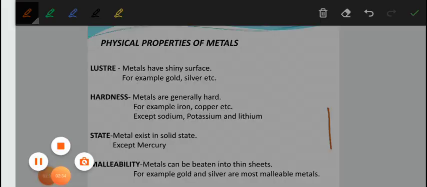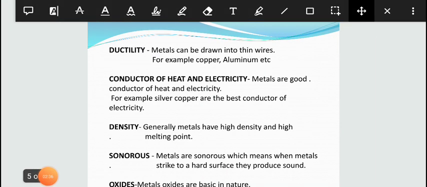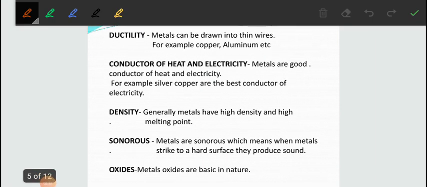Okay. Next property is ductility. Ductility means being drawn into wires. So metals can basically be drawn into thin wires. For example, copper and aluminium, that we are using in our households, as well as for electric transmission in other devices.